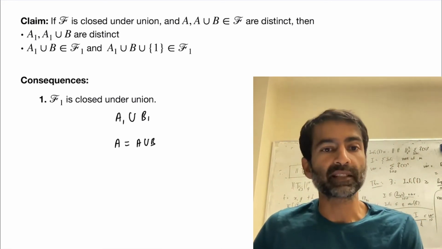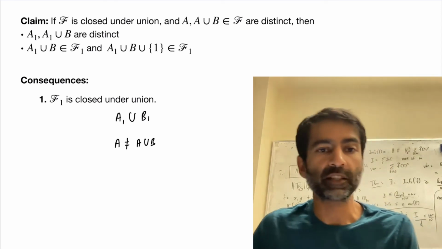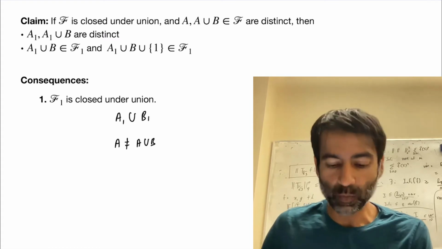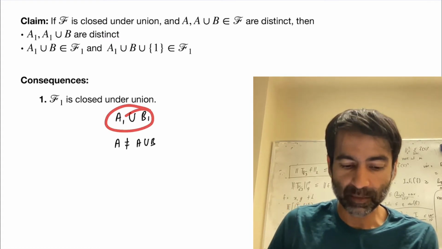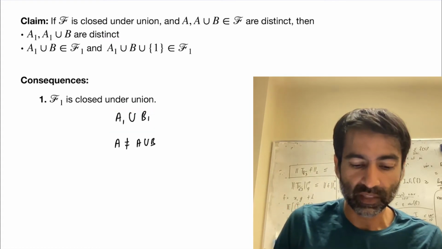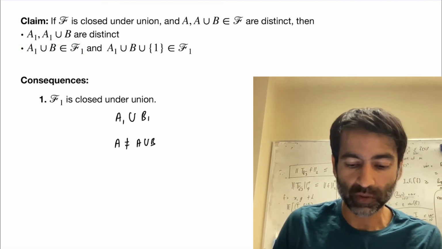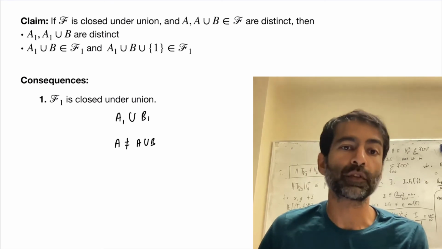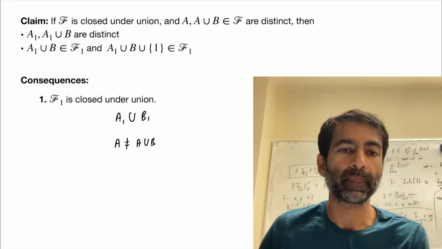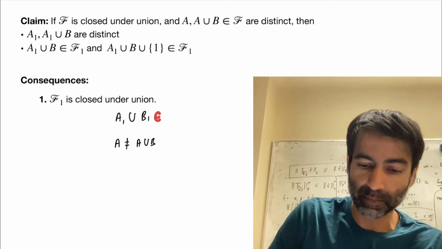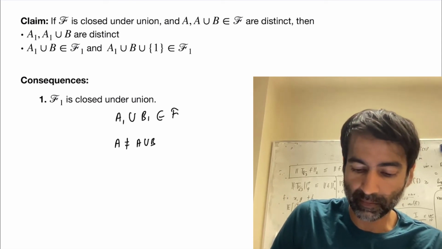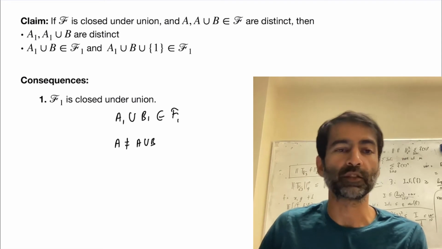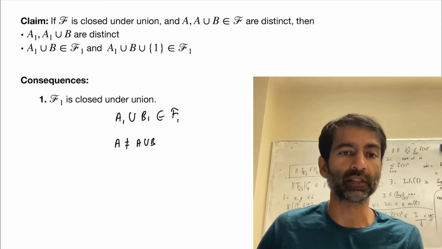And now we apply the claim. A is not equal to A union B. We apply the claim. And then you see that A1 union B1 has to be equal to either this set or this set. But both of those sets belong to the family. Okay, so A1 union B1 must belong to the family.